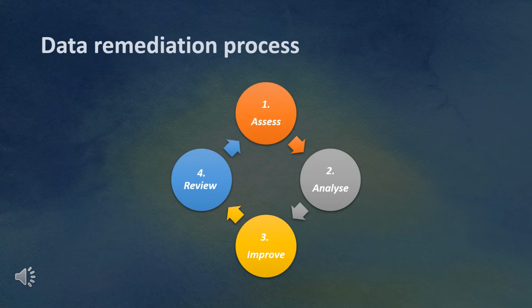In this section, we will cover some techniques that can be used to help identify and reduce data quality errors. The following methodology has been derived from the concepts of Total Data Quality Management, or TDQM. The approach to managing data quality issues is relatively straightforward, and there are 4 process steps as follows. 1. Assess. 2. Analyze. 3. Improve. And 4. Review. We will take a closer look at these over the next couple of slides.